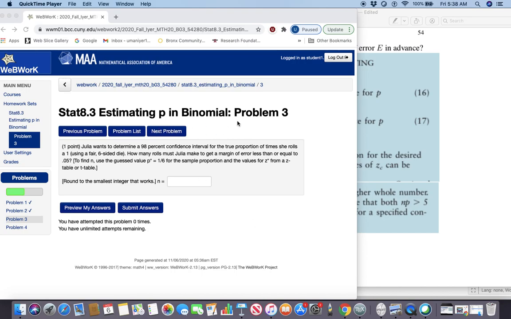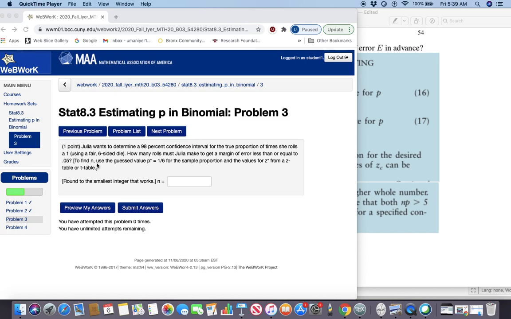Problem 3. Julia wants to determine a 98% confidence interval for the true proportion of times she rolls a 1 using a fair six-sided die. How many rolls must Julia make to get a margin of error less than or equal to 0.05?